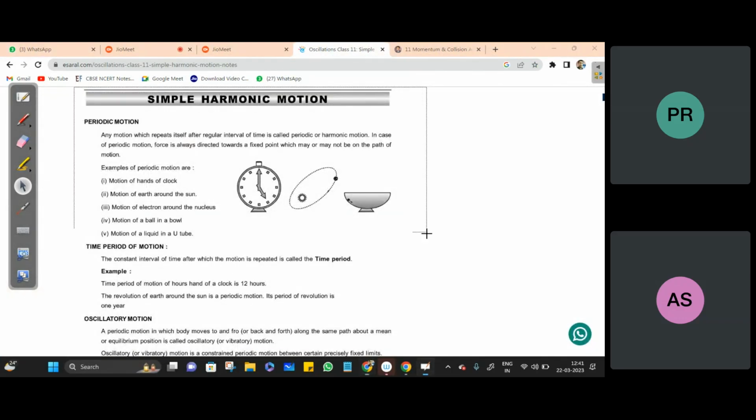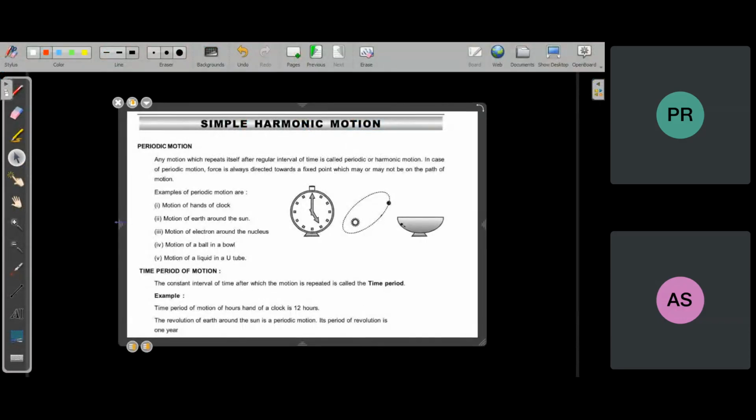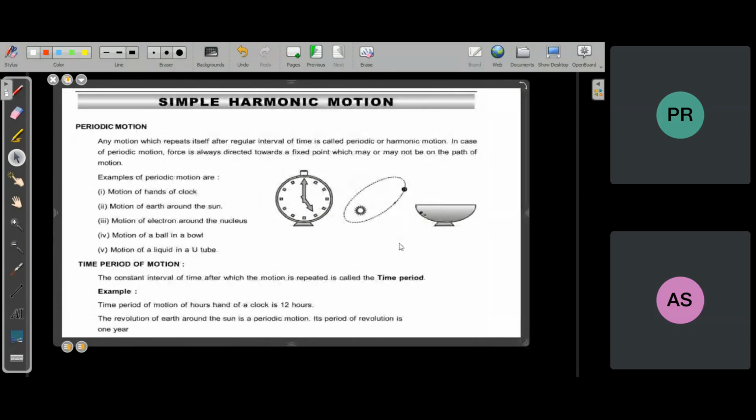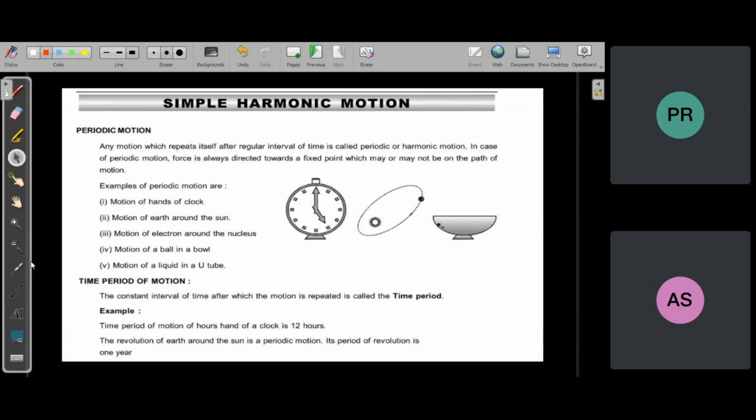So before going into SHM, you have to understand what is a periodic motion. Periodic motion is simply that type of motion which repeats itself after a regular interval of time. Here you have to understand that two things are important. One is the same motion should repeat. And the second is it should repeat after a fixed interval of time. Then we call it periodic.